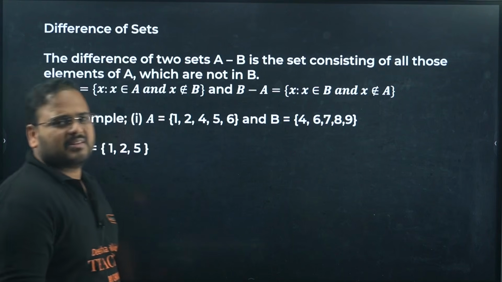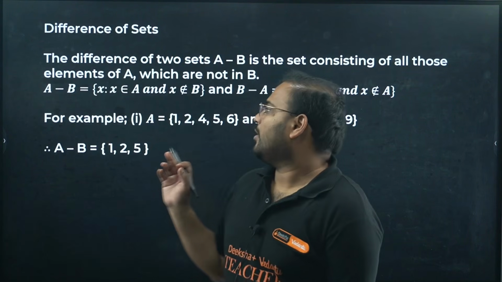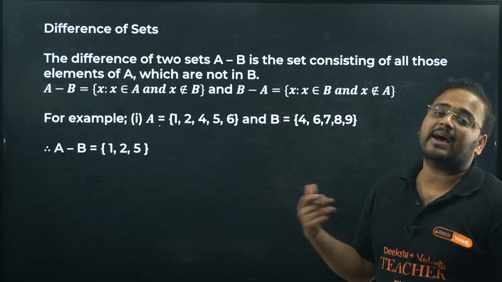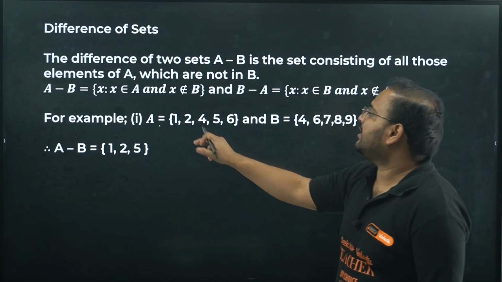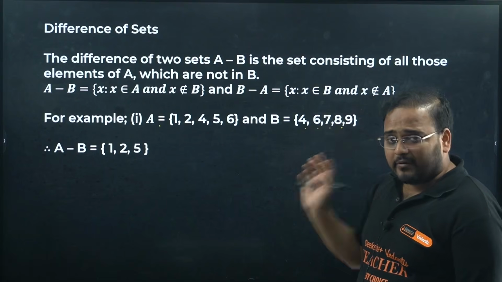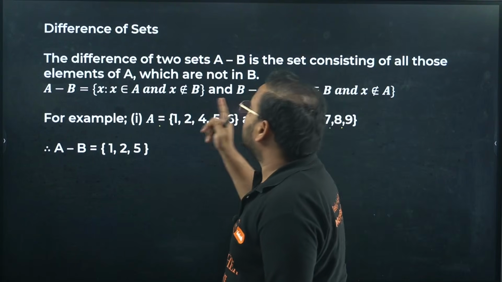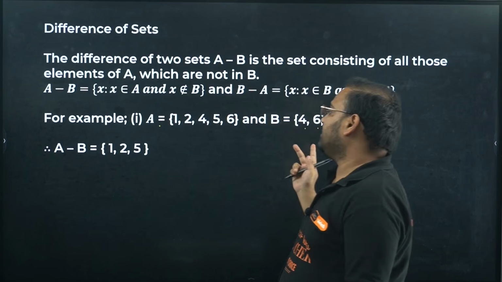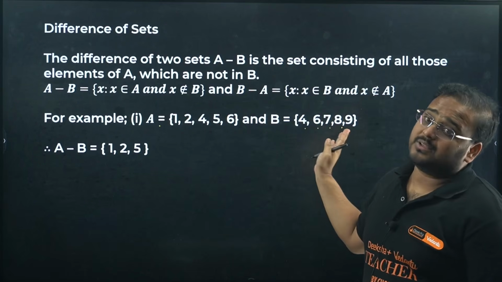Difference of sets. This is very simple. All that is present in A and absent in B is called the difference of sets. Check here: 1, 2, 4, 5, 6 and 4, 6, 7, 8, 9. Always listen to me very carefully. Present in A, absent in B. Don't think about present in B, okay?